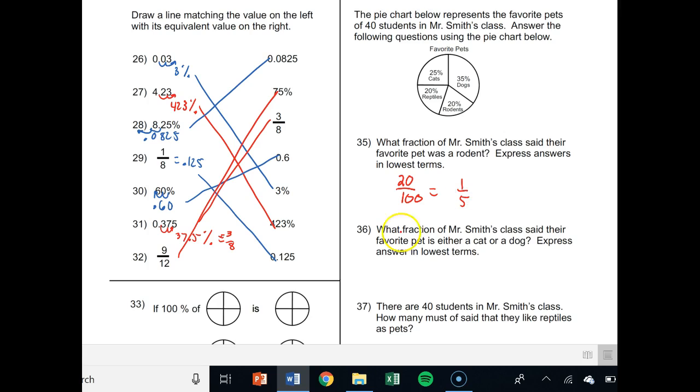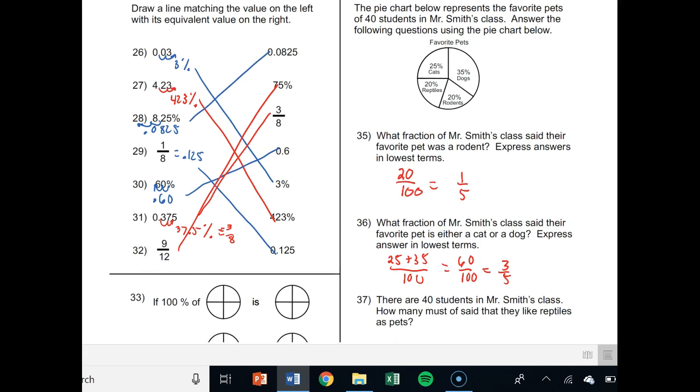All right. What fraction of Mr. Smith's class said their favorite pet is a cat or a dog? So that's cats and dogs together, so 25 and 35 over 100. And 25 and 35 together gives you 60 over 100. And we know that to be 3/5, right? So 3/5 of the class said they liked cats or dogs.